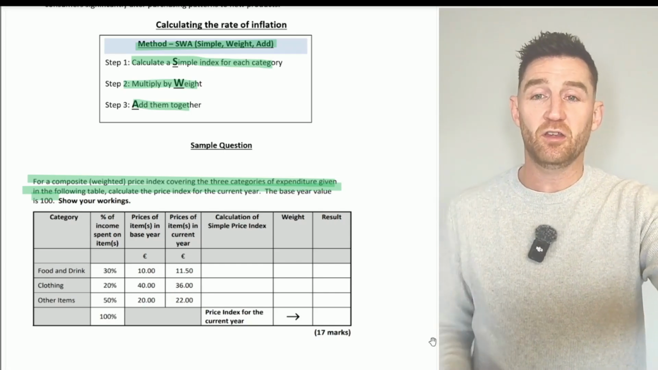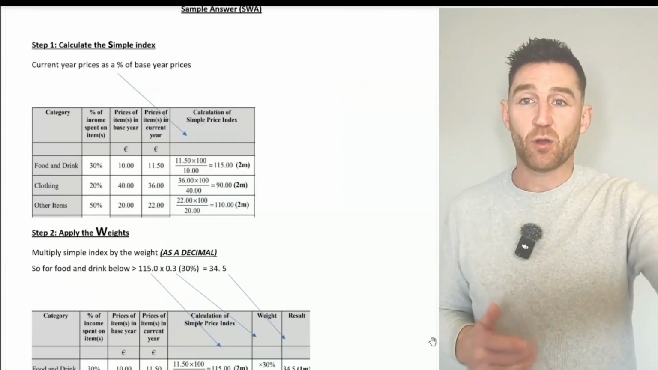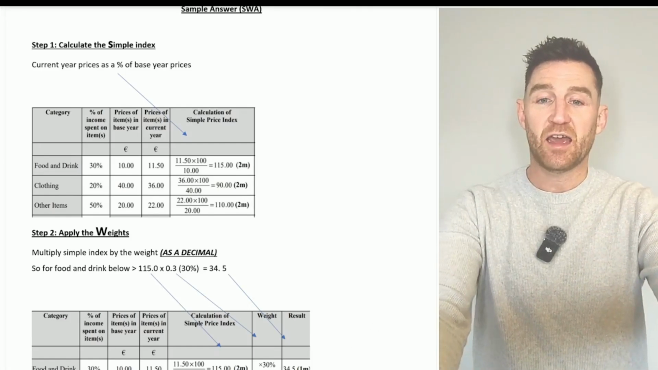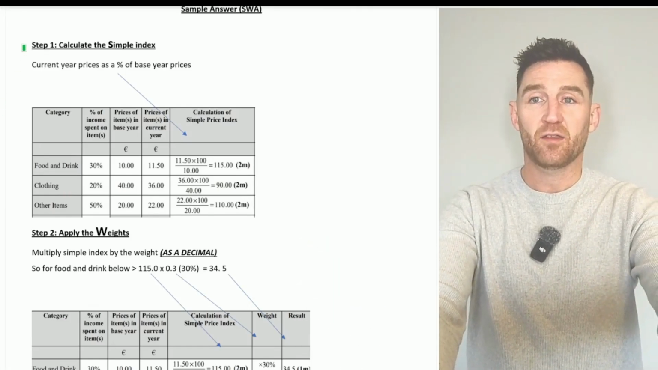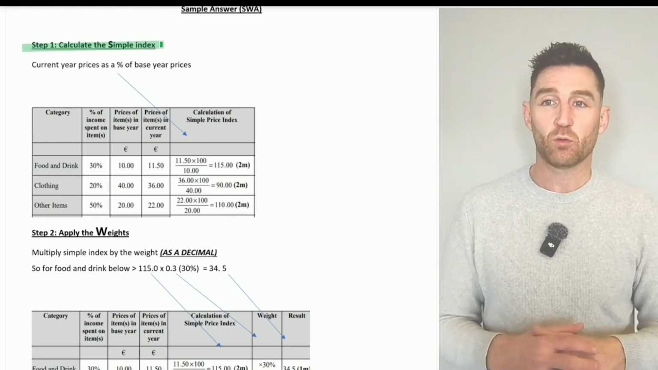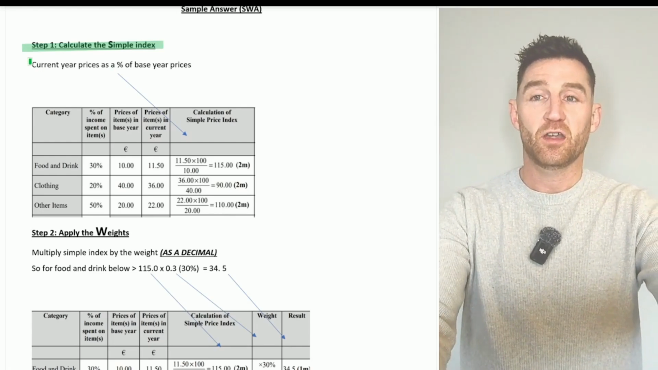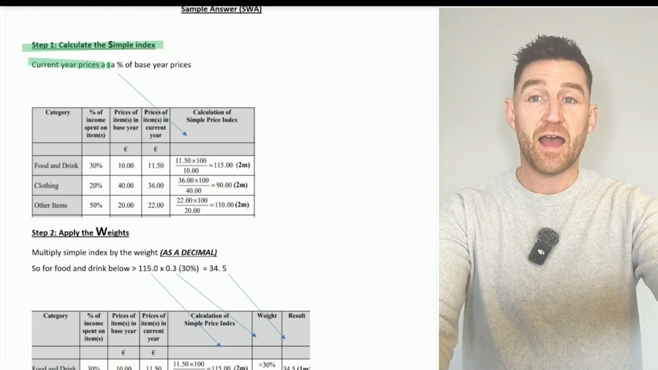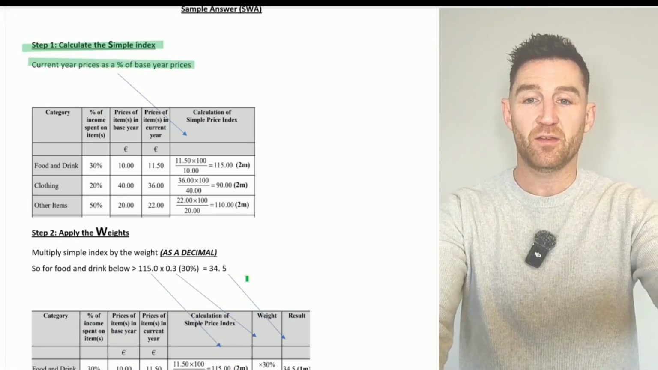So the first thing that you need to do there is the S part. So SWA, you need to calculate the simple index. So that is the first thing that you need to do. And that's really, really straightforward. All you do is you're finding the current year prices as a percentage of the base year prices.